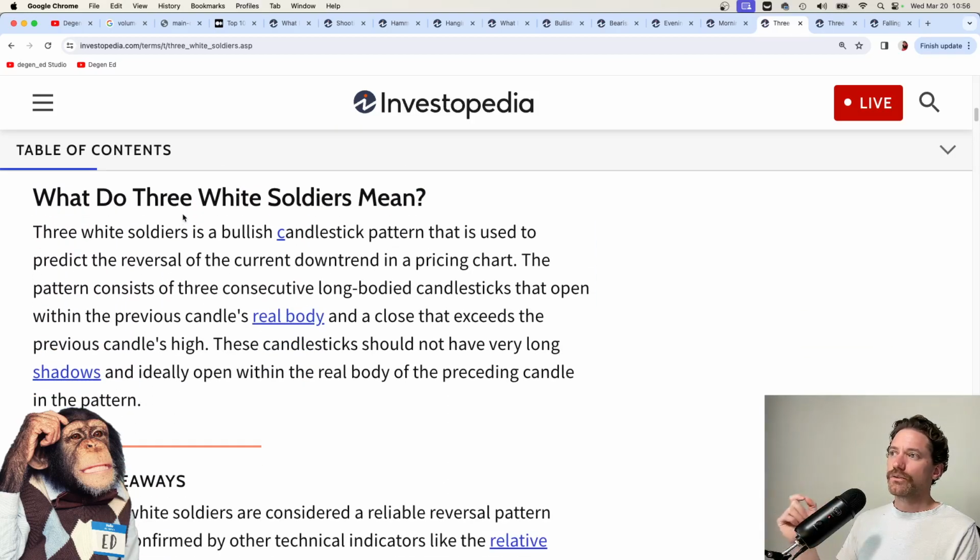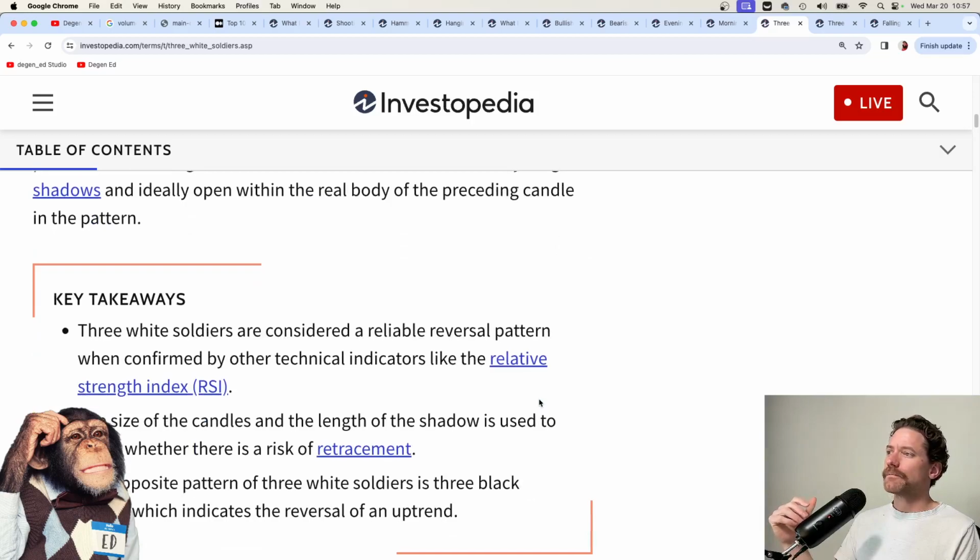What do 3 white soldiers mean? 3 white soldiers is a bullish candlestick pattern that is used to predict the reversal of the current downtrend in a pricing chart. The pattern consists of 3 consecutive long-bodied candles that open within the previous candle's real body and a close that exceeds the previous candle's high. These candlesticks should not have very long shadows, or wicks, tails, and ideally open within the real body of the preceding candle in the pattern.